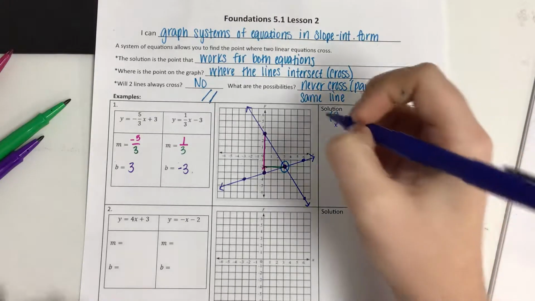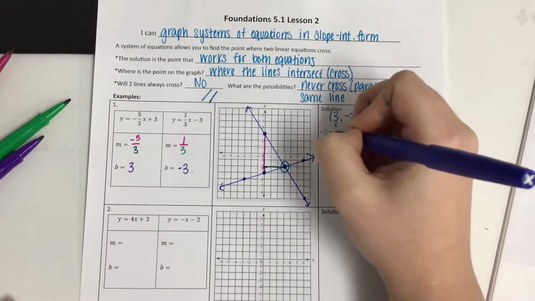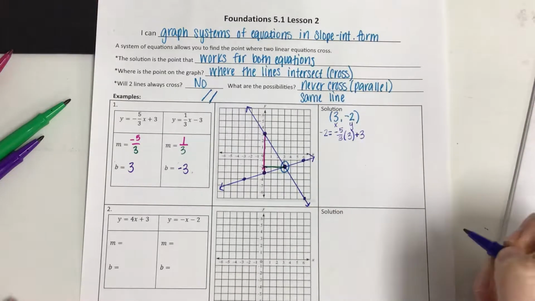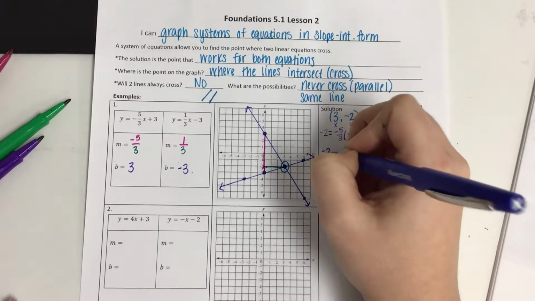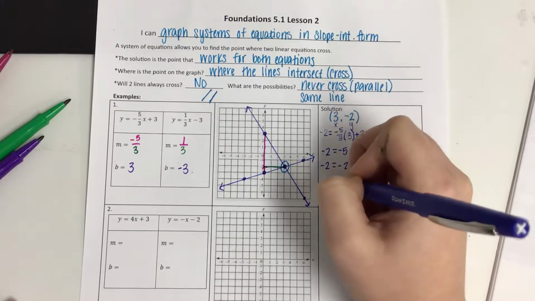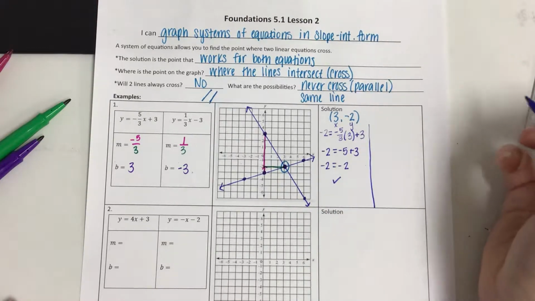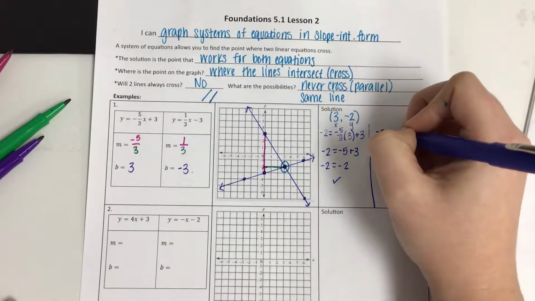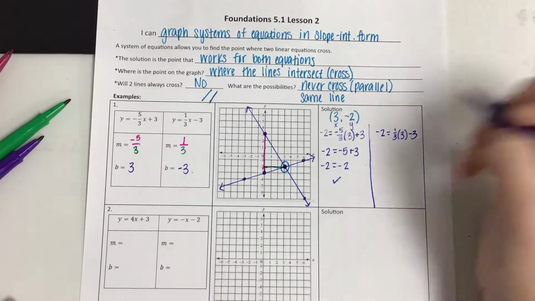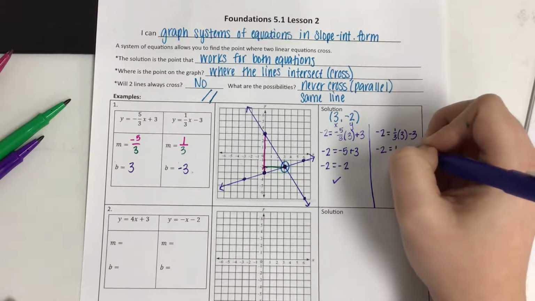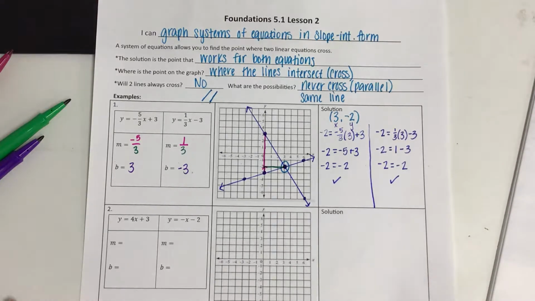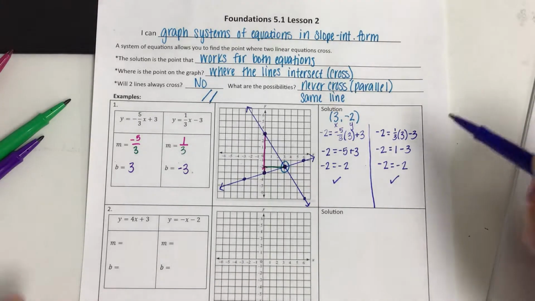So our first equation will be -2 equals -5/3 times 3 plus 3. Okay, so this is going to give us -2 equals -5 plus 3. -5 plus 3 is -2, so that one works. And then our second one, we're going to have -2 equals 1/3 times 3 minus 3. 1/3 times 3 is 1. And 1 minus 3 is -2, so that also works. So that's our way that we check that our ordered pair is in fact the correct solution.